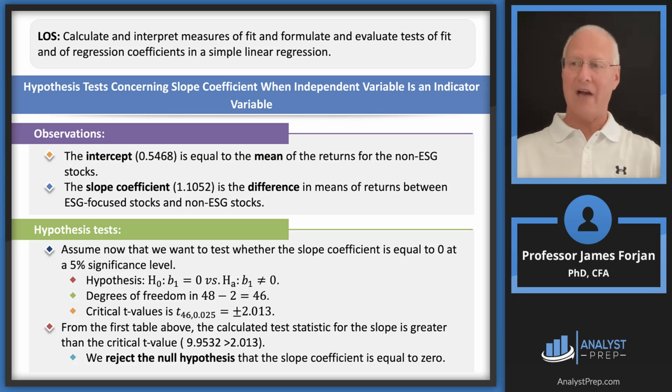Split the alpha in half, right? You got 2.5% on this side, 2.5% on this side of the normal distribution. So there's the critical value of 2.013. Boy, what did I just say to you earlier? It's going to be around 2.